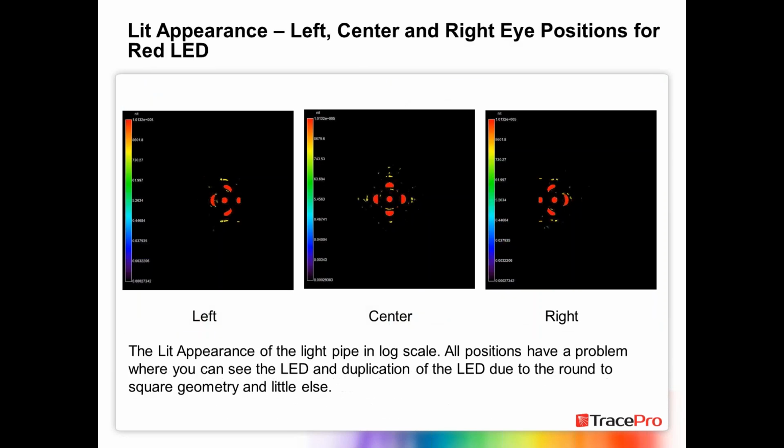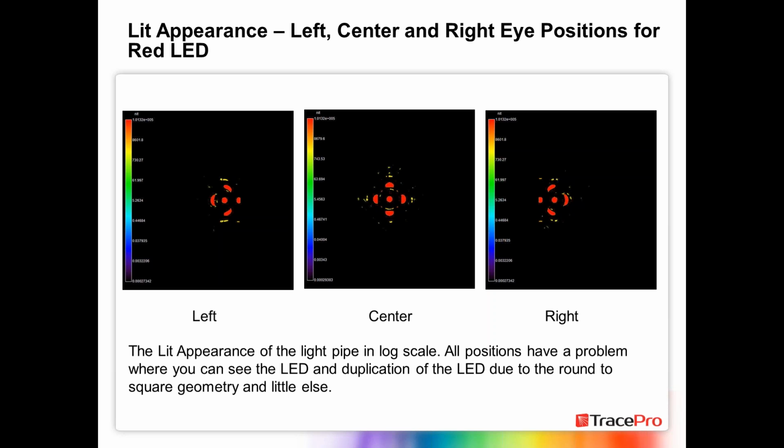Well, what about the lit appearance though? If I have a very nice smooth light pipe, unfortunately, I'm going to see the LED when I'm directly looking into the light pipe. And that's a problem. A lot of people don't want to see the LED. They want to have it nice and uniform in terms of a lit appearance.